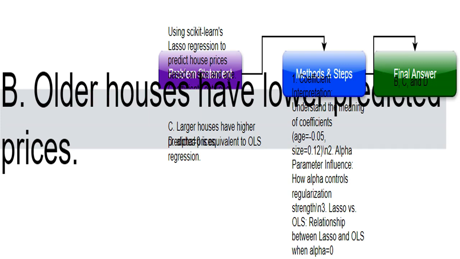This is one of the multiple choice answers. It suggests a negative relationship between age and house price, which is consistent with the negative coefficient found for the age feature in the model. Let's see if the data supports this idea.